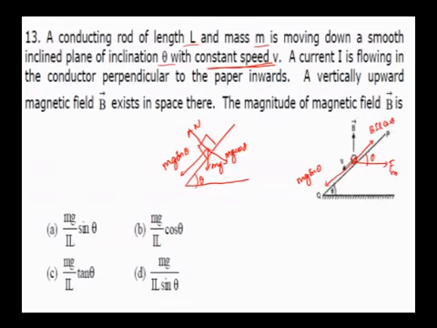If this conductor has to move with a constant velocity, then these two forces should be equal. So I will write here that mg sin theta must be equal to BIL cos theta. But we are finding the expression for the magnetic field. So the magnetic field expression is, I can write B equals mg divided by I into L, into sin theta by cos theta, which is tan theta. Therefore I can write B equals mg divided by IL into tan theta. Hence the third option is correct.